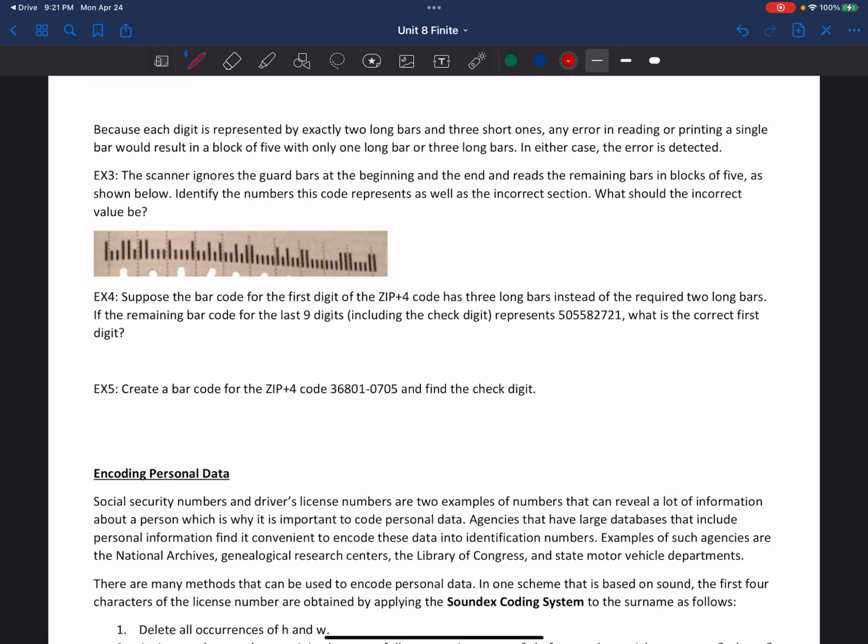Because each digit is represented by exactly 2 long bars and 3 short ones, any error in reading or printing a single bar would result in a block of 5 with only 1 long bar or 3 long bars. In either case, the error is detected. The scanner ignores the guard bars at the beginning and the end and reads the remaining bars in blocks of 5 as shown below. Identify the numbers this code represents as well as the incorrect section. What should the correct value be?